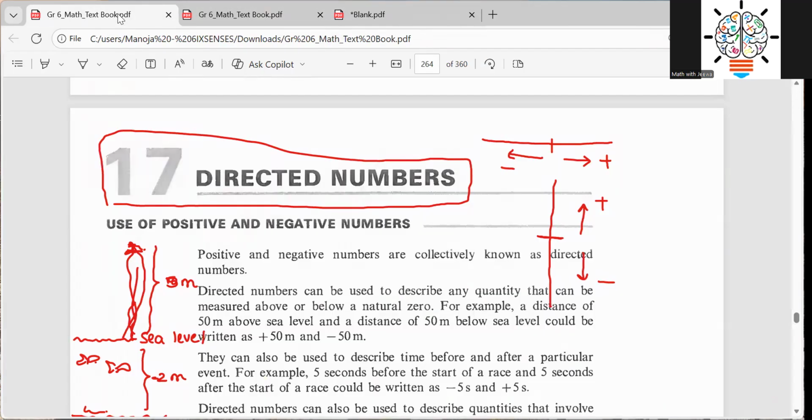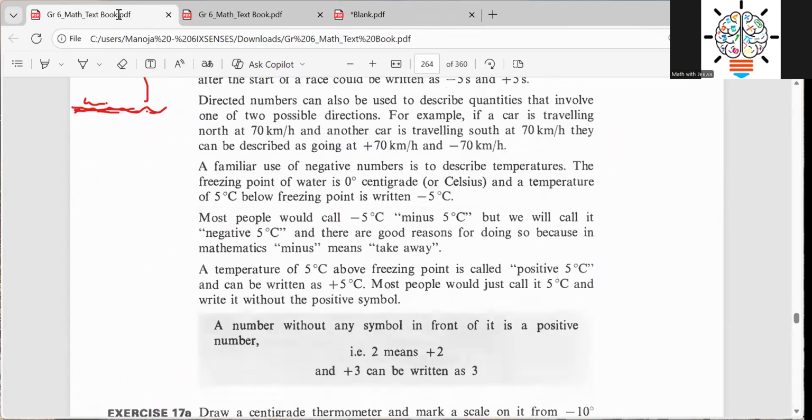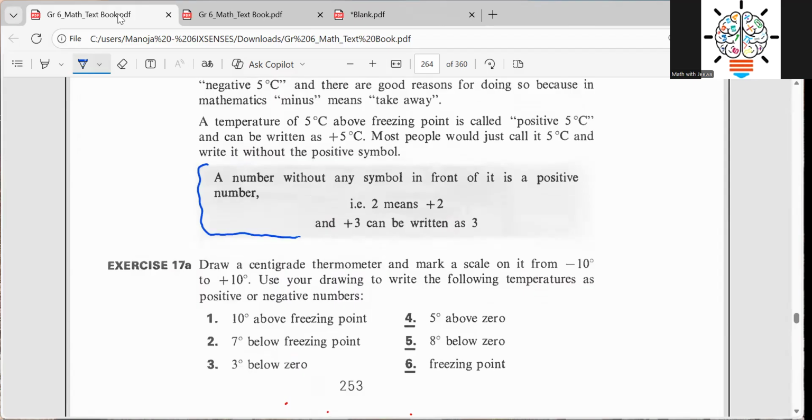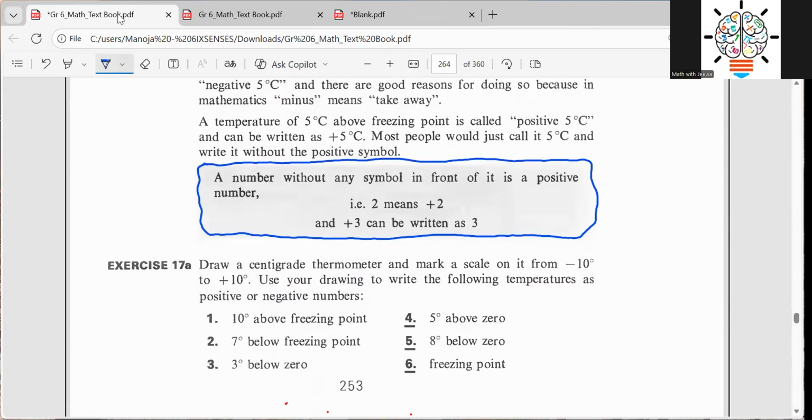Now we will move to the textbook. The textbook says, you can write down this part also, a number without any symbol in front of it is positive, that means it is a positive number. If you just write 2, that means positive 2. If you have positive 3, you can write it as just 3 also.